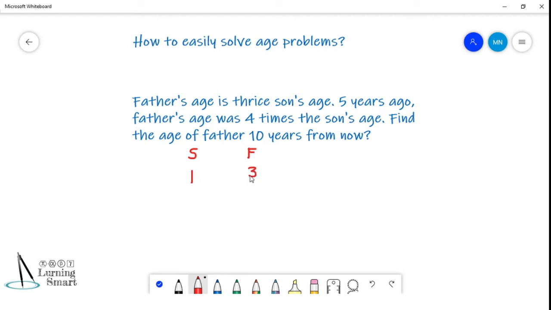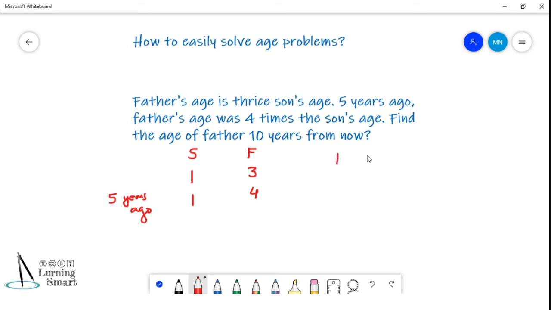And it is given 5 years ago, father's age was 4 times the son's age. If son's age is 1, father's age would be 4. Okay, now it's very easy to solve.